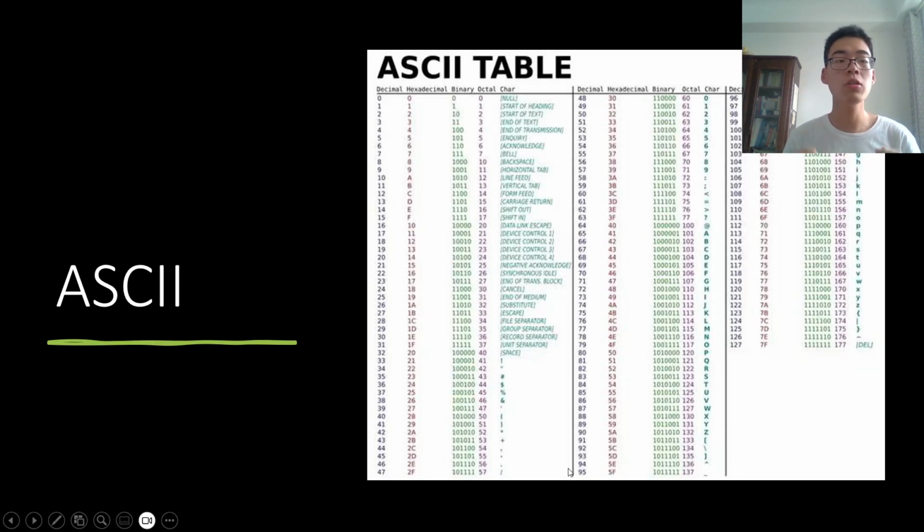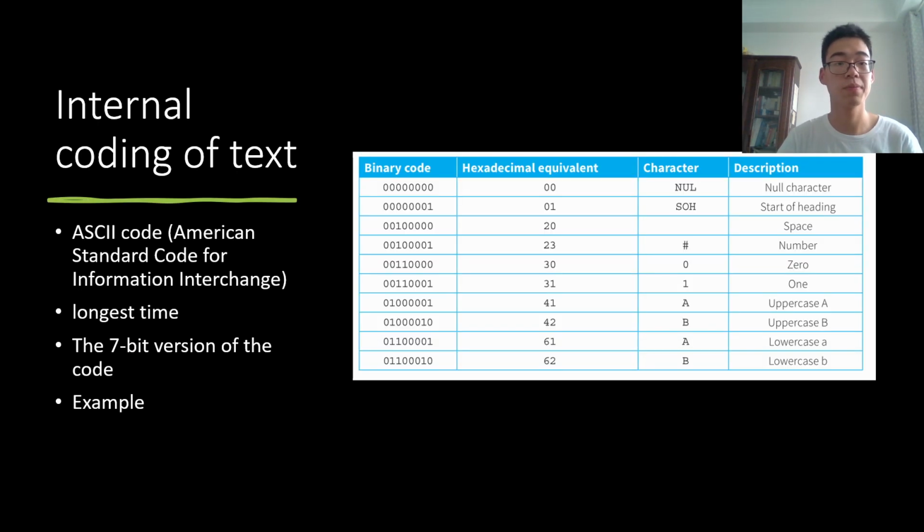In order to display the English language, the ASCII code was first developed by the Americans. ASCII stands for American Standard Code for Information Interchange. It has the longest history, and it is the first code to display text. It used 7 bits to represent a number or a letter.